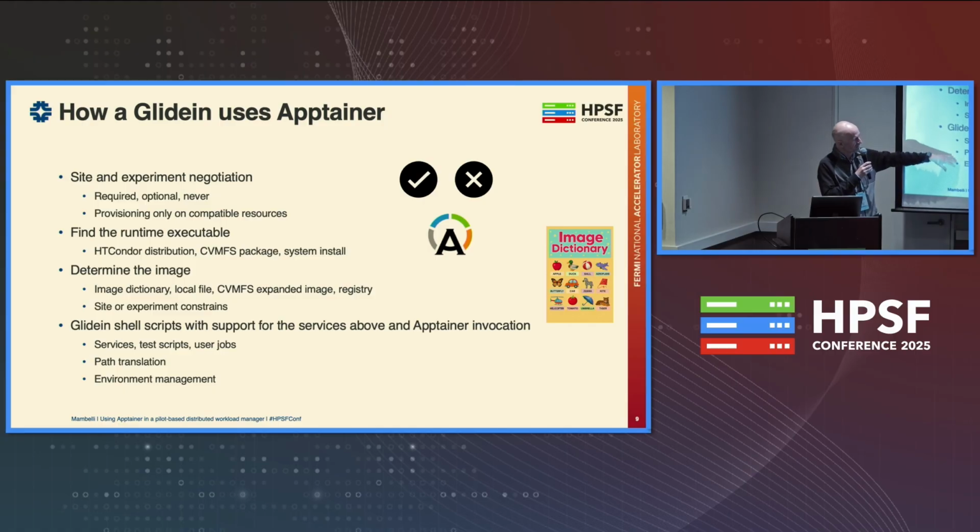Some things that we take care of are sometimes path translation. So when the job runs inside the container, it might expect files that were downloaded by the Glidein, and it wants to be able to find them, right? And the environment management. Apptainer is taking care of a lot of it, but we are running a lot of different clusters. We encounter difficulties sometimes with environment file settings. So we had to custom configure Apptainer to be able to run there.